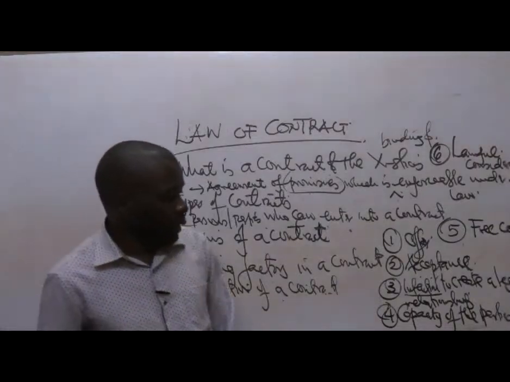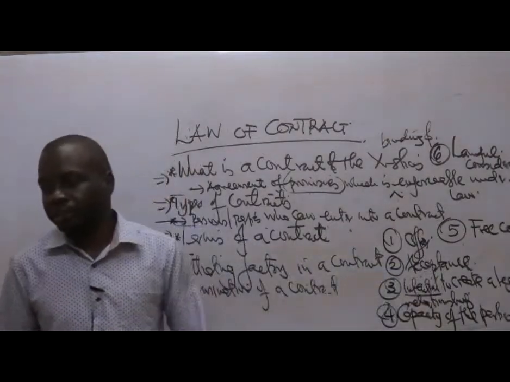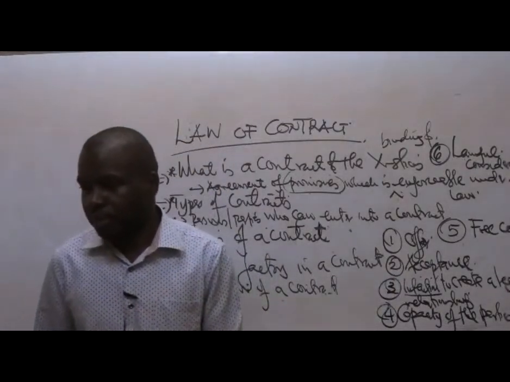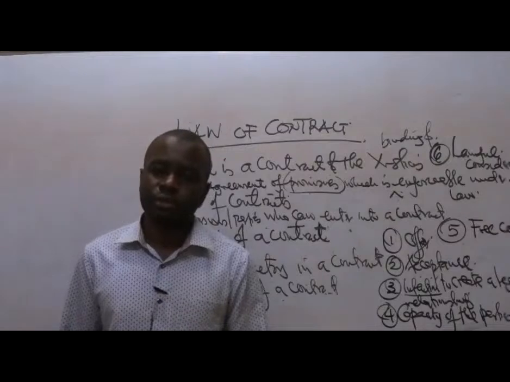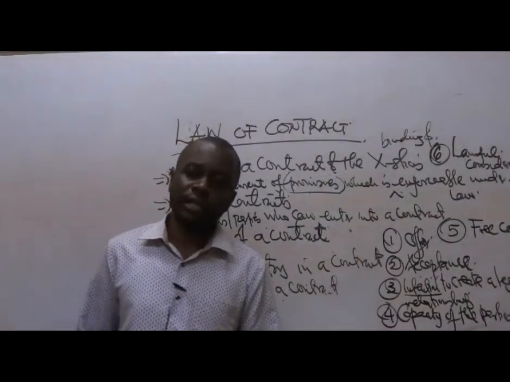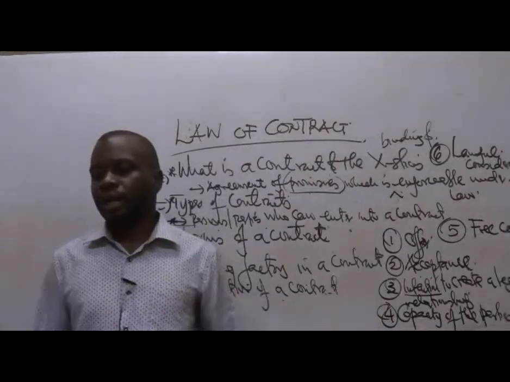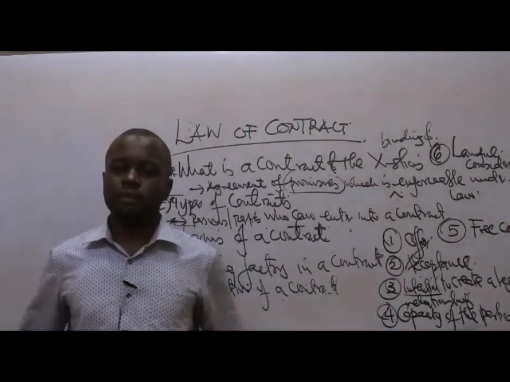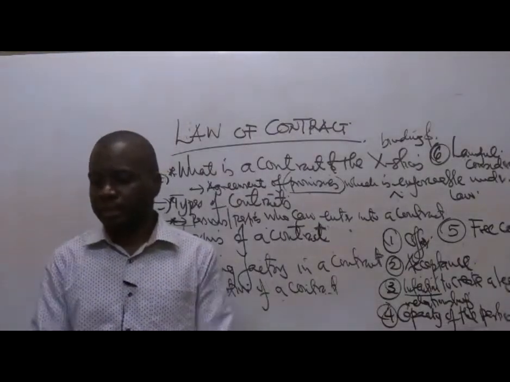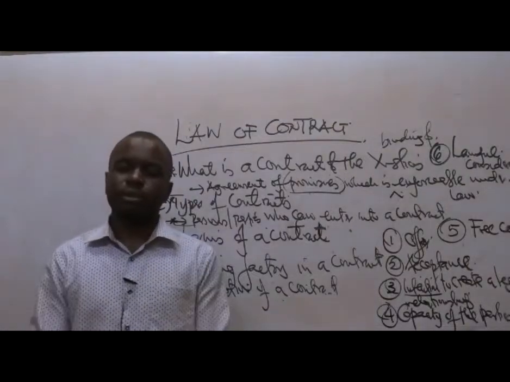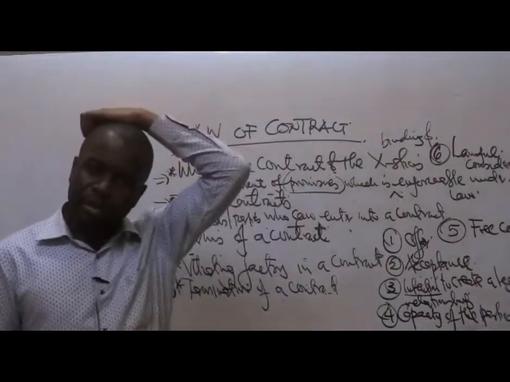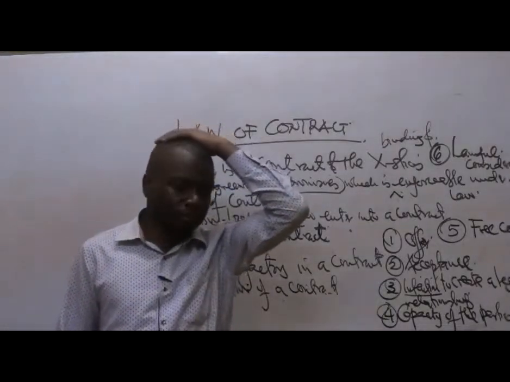There should be what we call intention to create a legal relationship. So the agreement you are entering into should be lawful. It should not be outlawed or illegal. For example, if you are entering into an agreement to sell drugs which are not allowed in the country, or you are involved in money laundering, those are outlawed activities. So that cannot be concluded as being a contract.